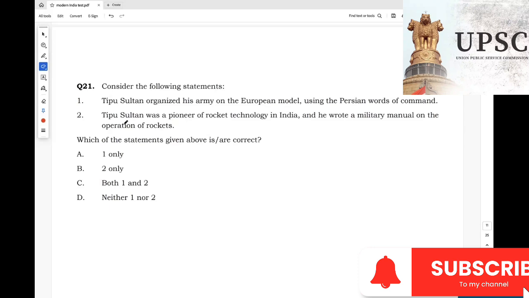Tipu Sultan. Why are we reading Tipu? We are reading Tipu Sultan because Tipu had a fight with the Britishers in the Anglo-Mysore War. So Tipu Sultan organized his army on European model using the Persian words of command. Yes, absolutely correct, without a doubt, right? Tipu Sultan was a pioneer of rocket technology and he wrote a military manual on the operation of the rocket. Absolutely. This was the first rocket in the world.